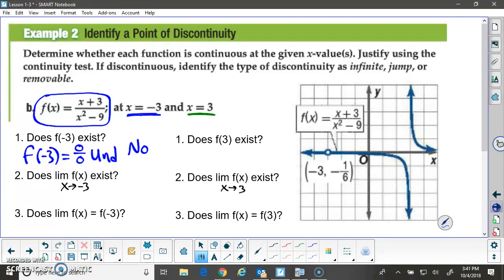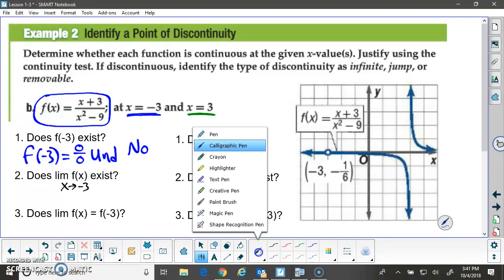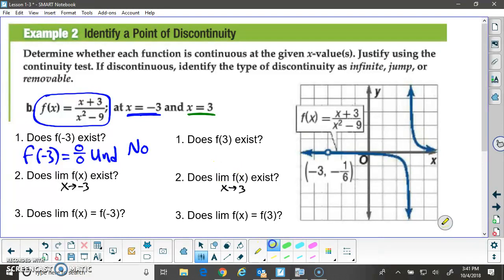Now, if you look at the graph at negative 3, can you see what's happening? Let me use the highlighter to help. You can see right here at negative 3, there's a hole in the graph. So what type of discontinuity exists at negative 3? I would call that removable discontinuity.